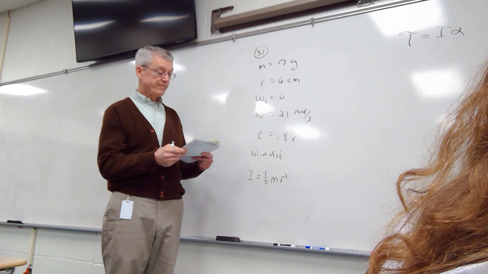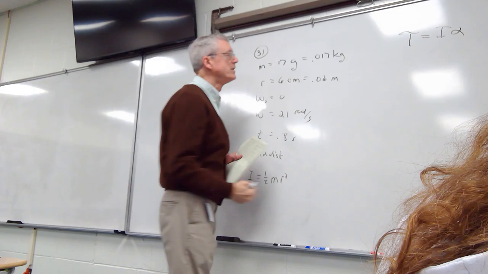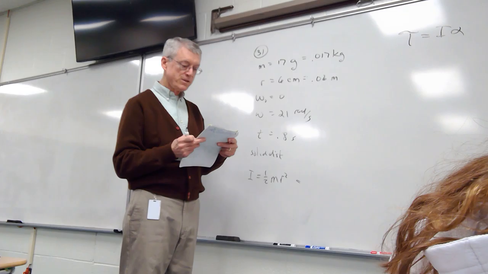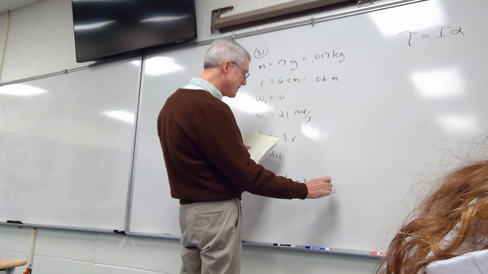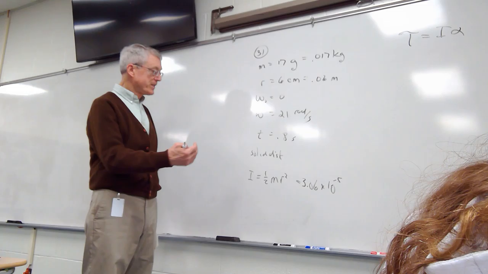By the way, you do need SI units, so that would be 0.017 kilograms and 0.06 meters. So make sure you're using SI units. When you plug those numbers into 1/2 mR squared, you will get 3.06 times 10 to the negative 5th. That's I: 3.06 times 10 to the negative 5th kilogram meter squared. So we've got I.